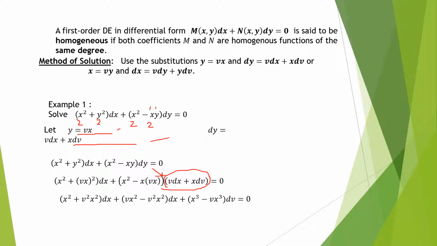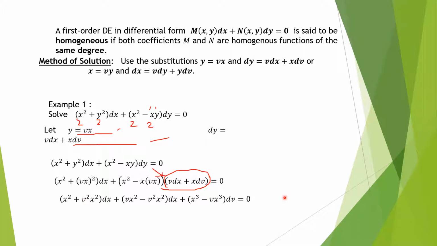So next is simplify. Okay, so you have x squared plus v squared x squared, and then now you can multiply this right away. X squared times negative vx, that's negative vx squared, and negative x squared v times another v, that is negative v squared x squared. And then this is already multiplied by x dv: x squared times x, that's x cubed, and negative vx squared times x, that's negative vx cubed.